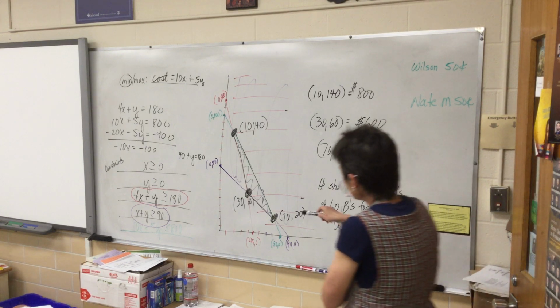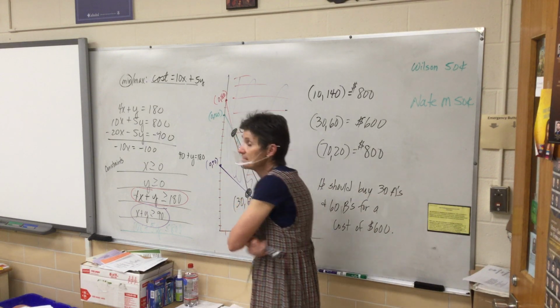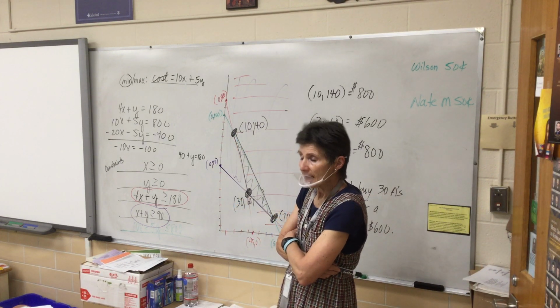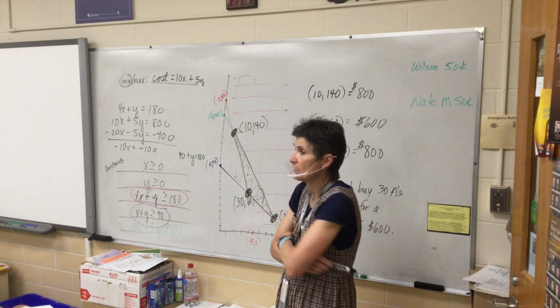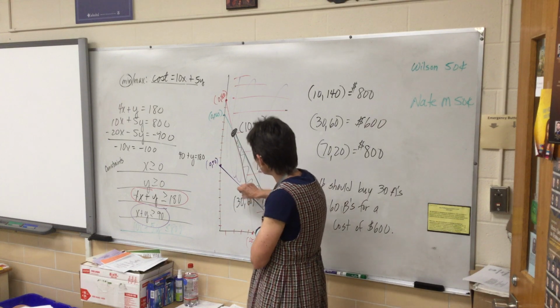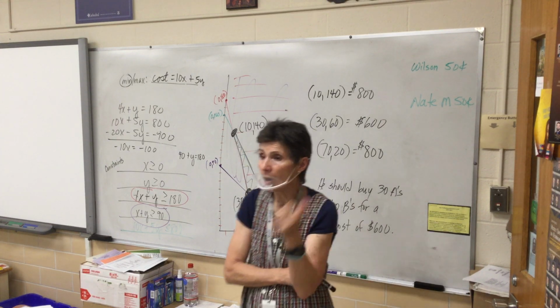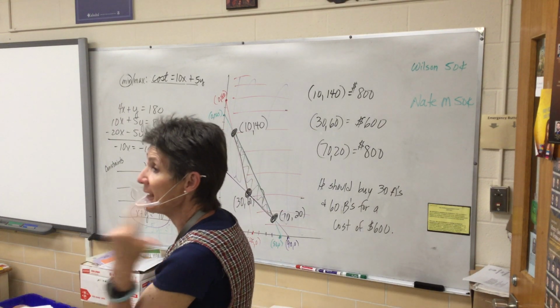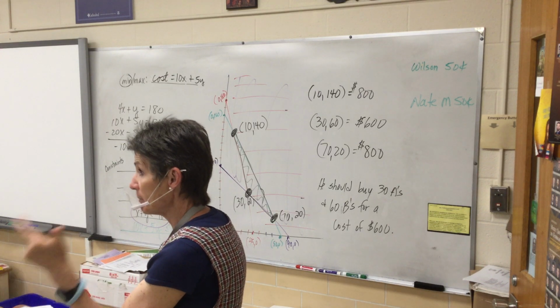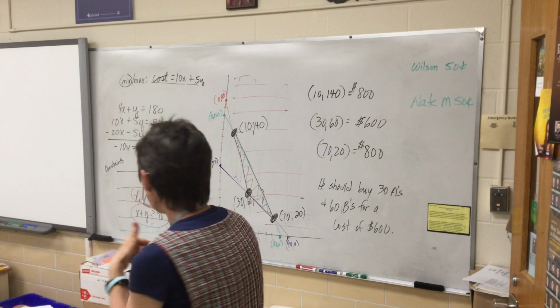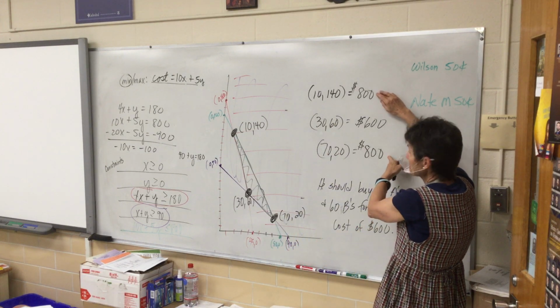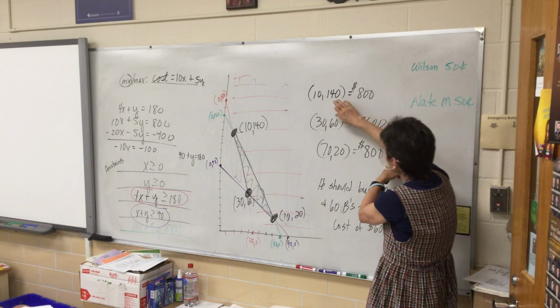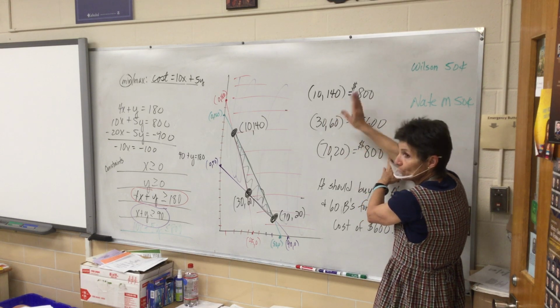This space in here, this triangle, is called the feasible region, and it is full of possible answers, so any point in there would be okay. The vertices, the big black points, will always give you the maximum and the minimum. The max and min will always come from there. So your minimum is $600, and your maximum is $800, and it's coming from either here or here. You could do it either way.